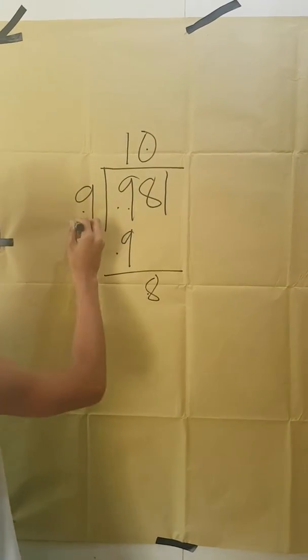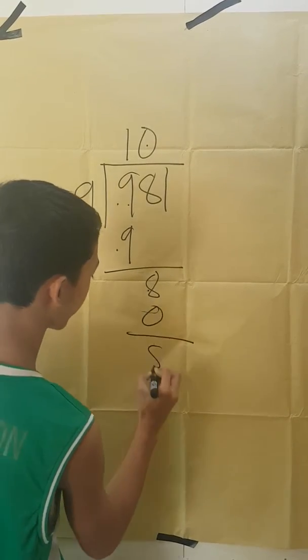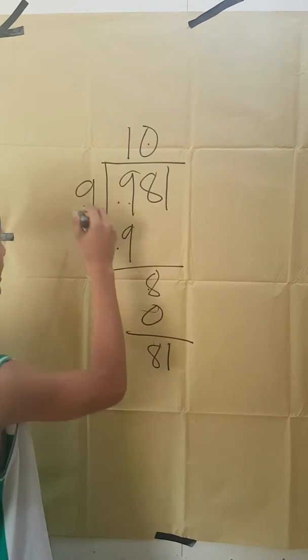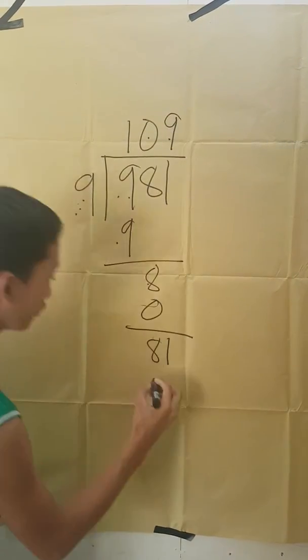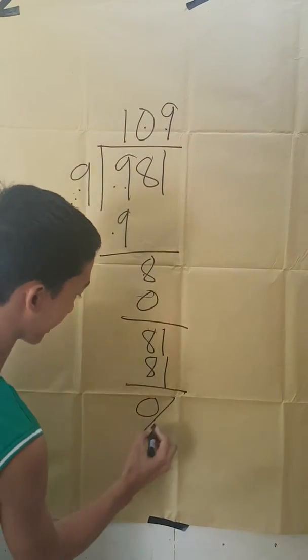0 times 9 is 0. Then copy 8, bring down 1. Then 81 divided by 9 is 9. You multiply 9 by 9, which is 81 also. Then the remainder could be 0 or x.